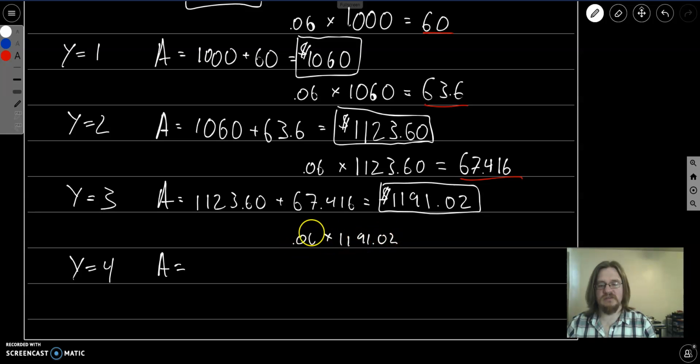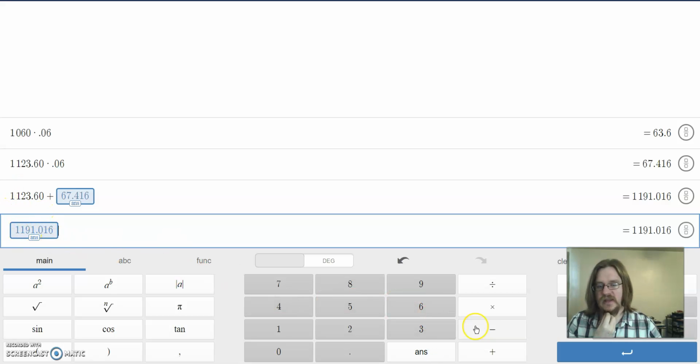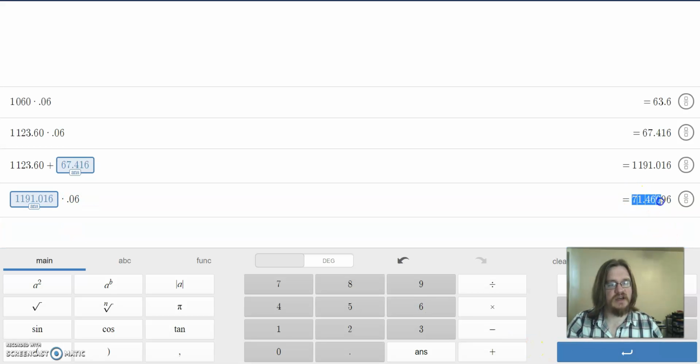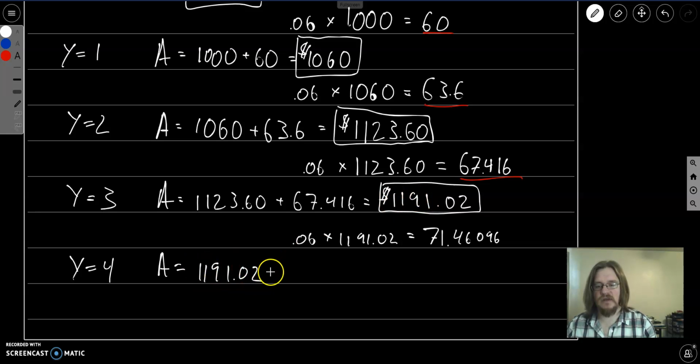And we're going to take it times our interest rate to figure out exactly how much money we're going to earn. So we'll take the money in our account times 0.06, and this is how much interest we will earn. So we're up to over $70 of interest, 71.46096, and then we will take how much money we have in our account, and we will add how much interest we've earned.